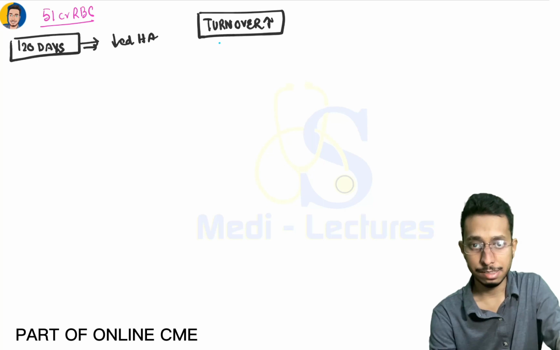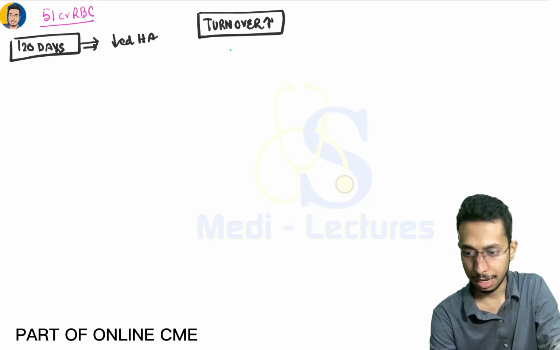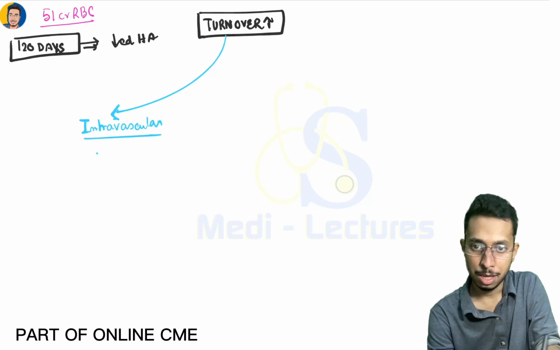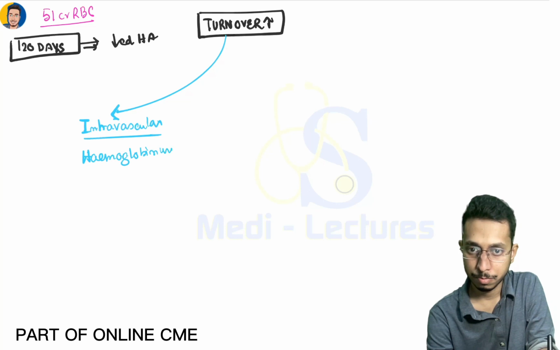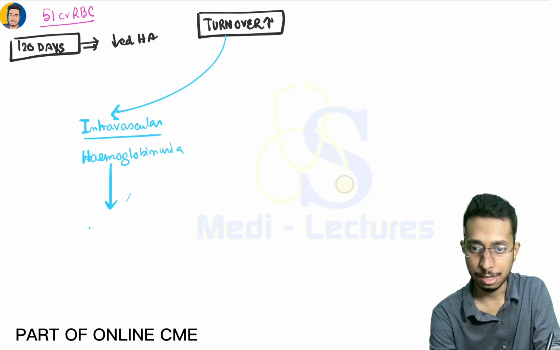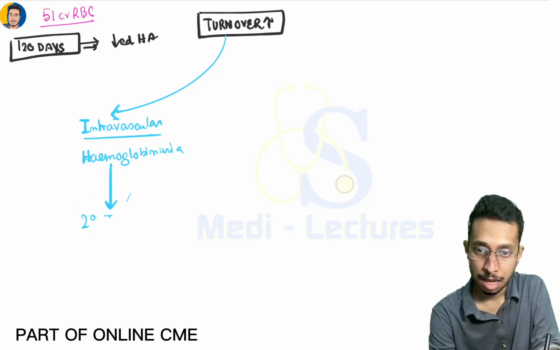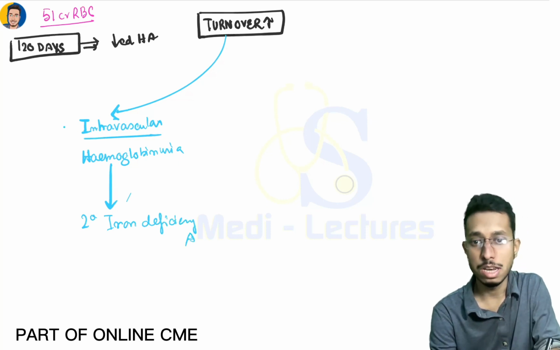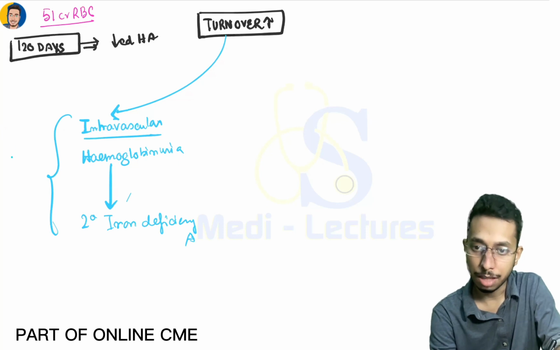Now, with this increased turnover, mainly in the chronic stages, in intravascular causes, there will be hemoglobinuria. So hemoglobin will be lost in the urine, and what is contained in the hemoglobin? It is the heme and globin portion. Heme contains mainly the iron, resulting in loss of iron and secondary iron deficiency anemia. Therefore, all intravascular hemolytic anemia should be supplemented with iron.